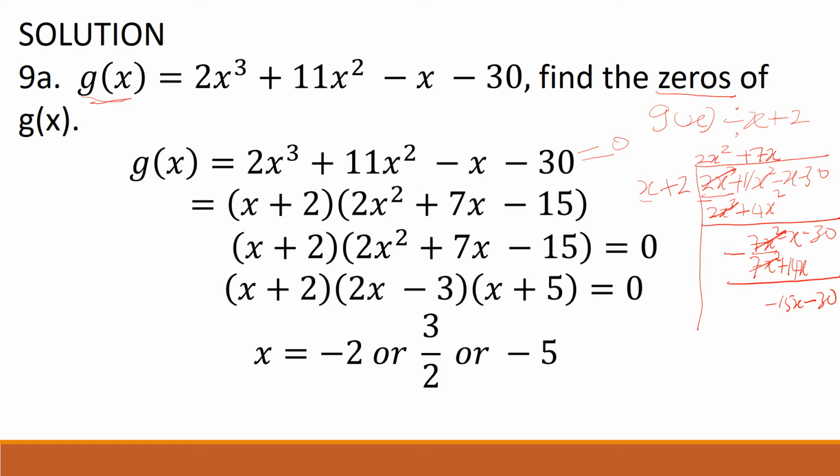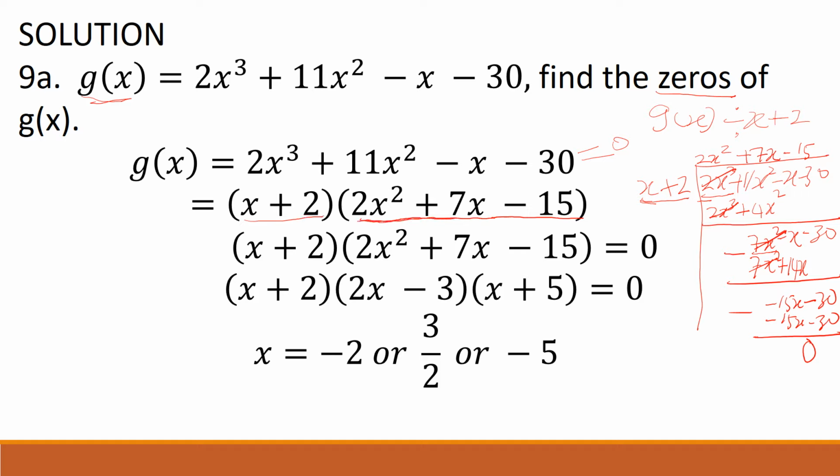Alright, we'll divide minus 15x by x again, and that will give us minus 15. Minus 15 multiplied by the factor x plus 2 gives us minus 15x minus 30. We'll also subtract to get 0. Yes, the remainder should be 0 because x plus 2 is a factor of g of x. Now we have our quotient, which is the quadratic 2x squared plus 7x minus 15. And x plus 2 is a given factor.